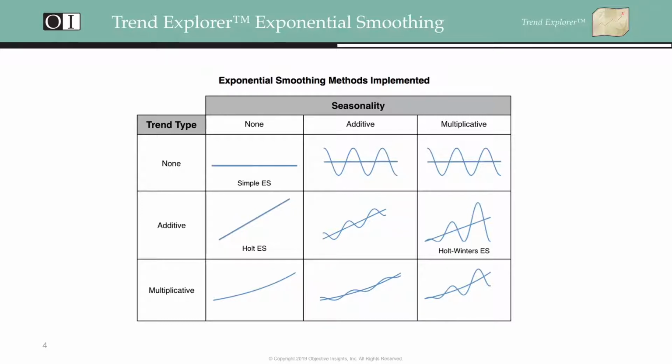Across the top, if you look at seasonality, we have none, additive, and multiplicative. None means that there's no seasonality, no pattern like winter being higher than summer, so basically every month is considered the same. If you have additive or multiplicative, then you can add on top of your trend some seasonal periods. And you can look at this graph to see what the additive and multiplicative give you.